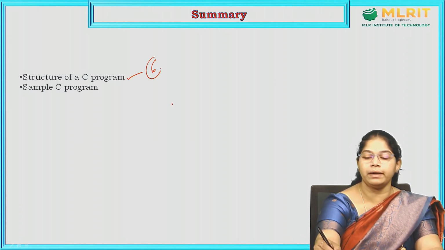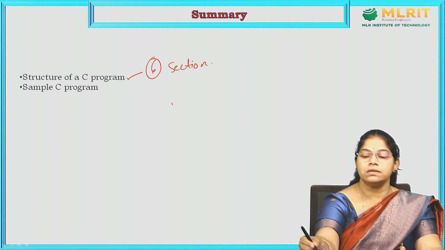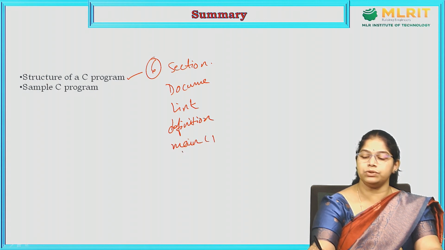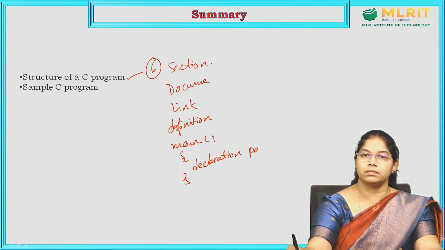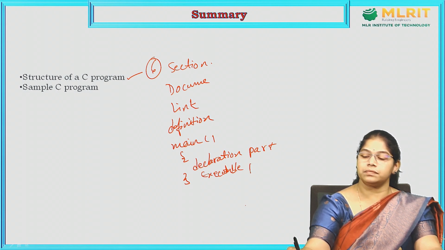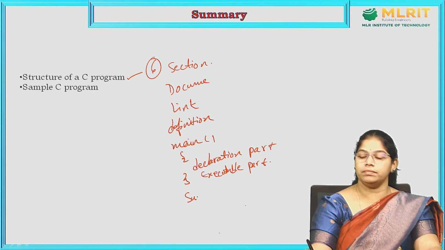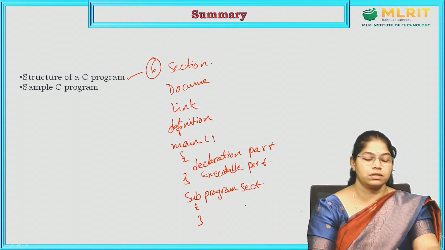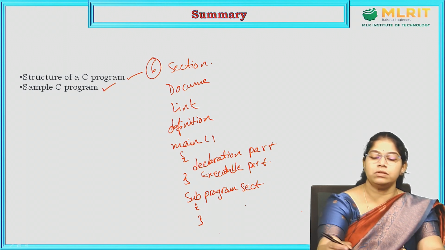In this session, we discussed the structure of a C program. The structure of a C program contains 6 sections: the documentation section, then the link section, the definition section, then the main section. Main is divided into 2 parts: the declaration part and the executable part. Then the subprogram section, where we write our user defined functions. We have also discussed a sample C program, that is, the area of a circle.